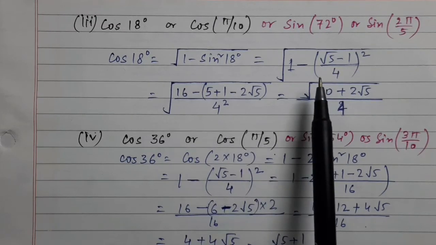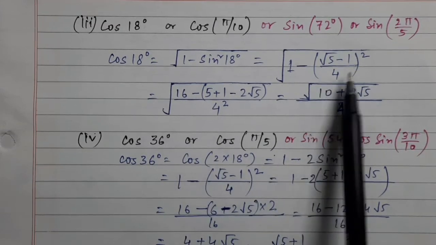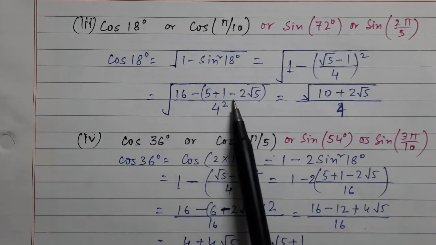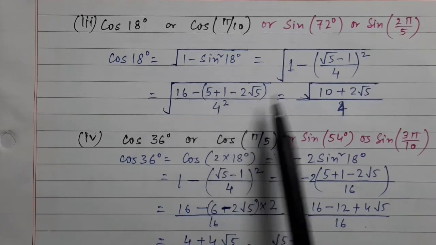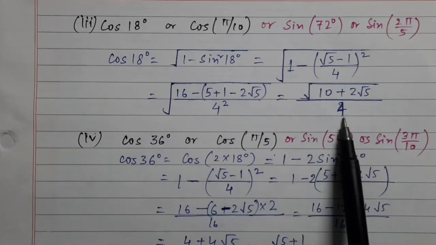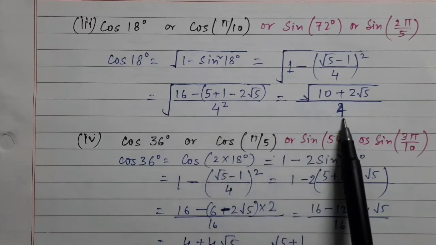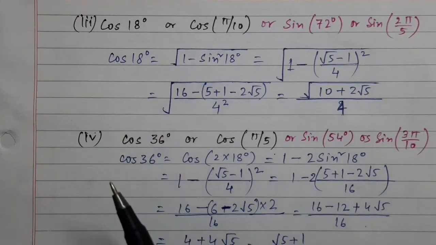Now we can also do the LCM here. So it is 16, 4 square 16. So 16 will come here. 16 minus 6, then minus minus plus 2 root 5. So it will become 10 plus 2 root 5 by 4, because there is a 4 square inside the square root, but it is outside the square root. So this is the value of cos 18 degree.